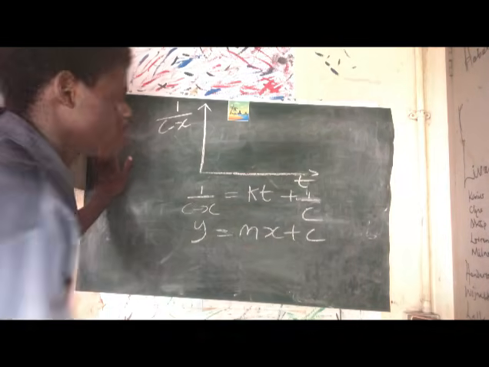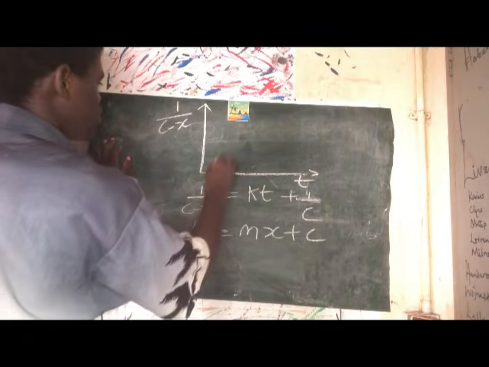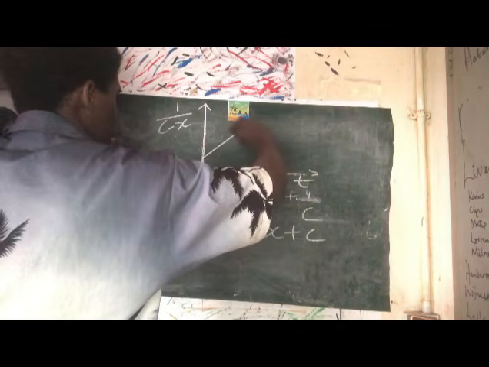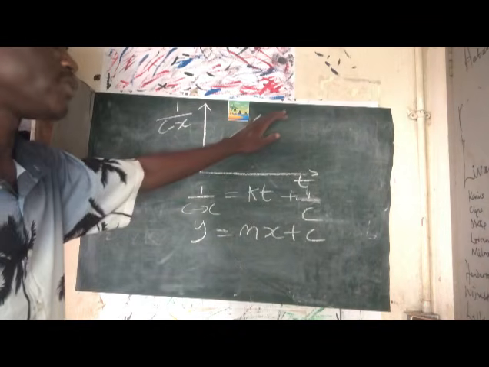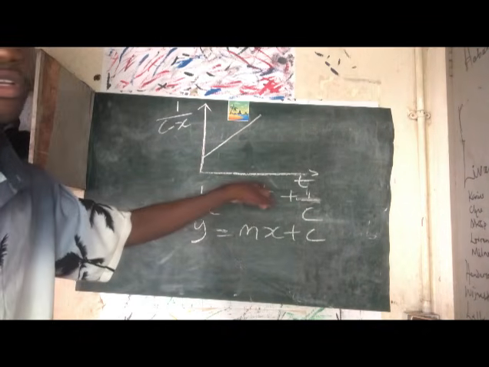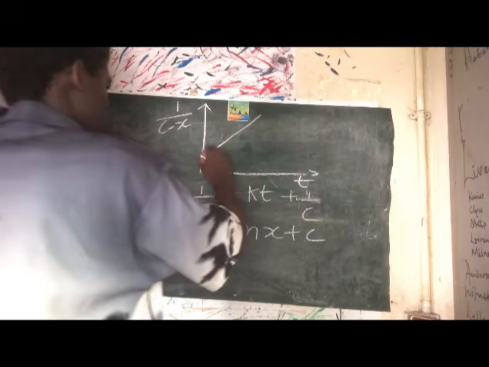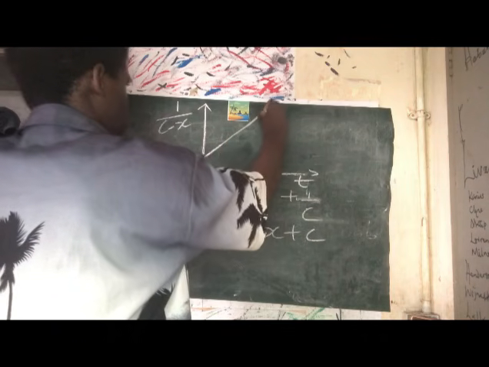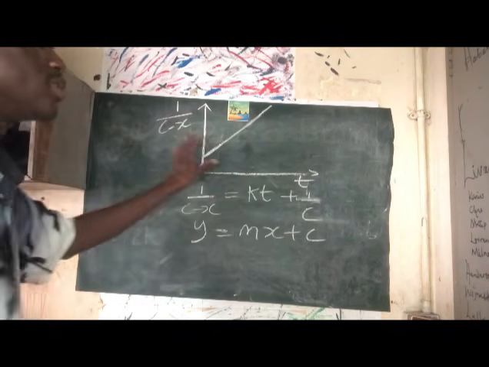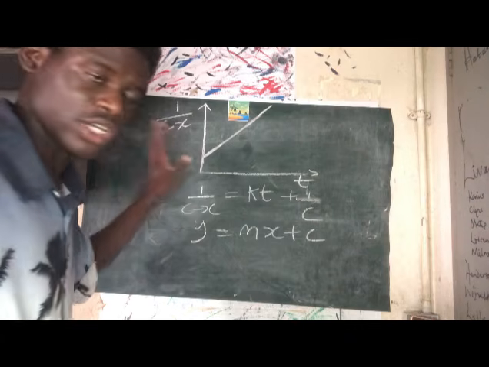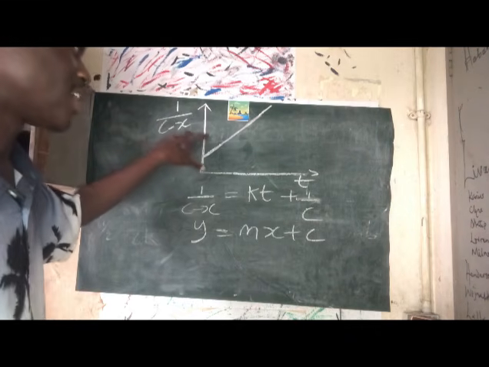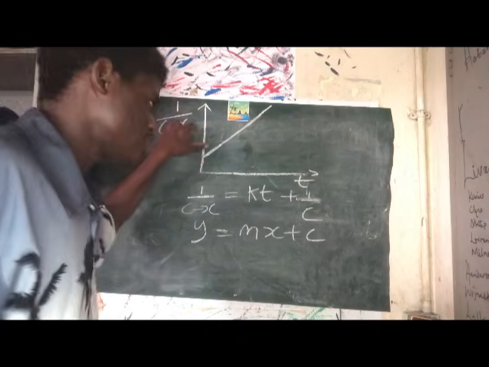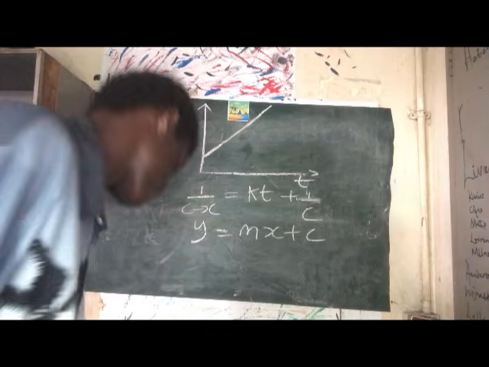But this our straight line graph will not start from the origin. It will start from here. And it's going to go in the positive direction because our slope is positive. But it's not going to start from origin, it's going to start from here. So this is the graph for second order. And to get the straight line graph, we are plotting 1 over c minus x against time.